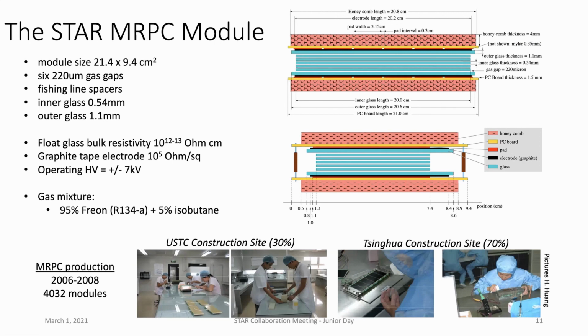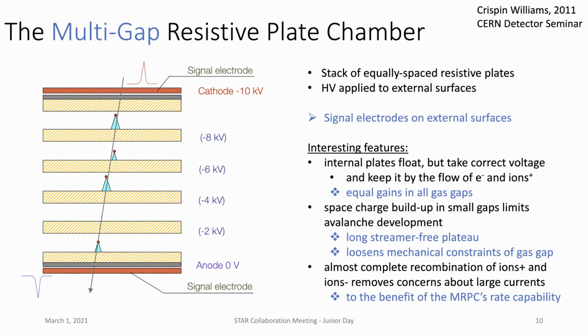Okay, but for the floating glass plates, the voltage on that, because you said it goes to -2 volt, -4 volt, and so on. And so that voltage is being induced from the external field?